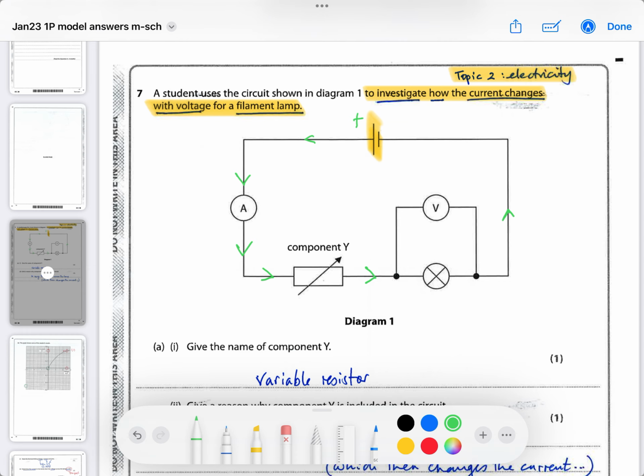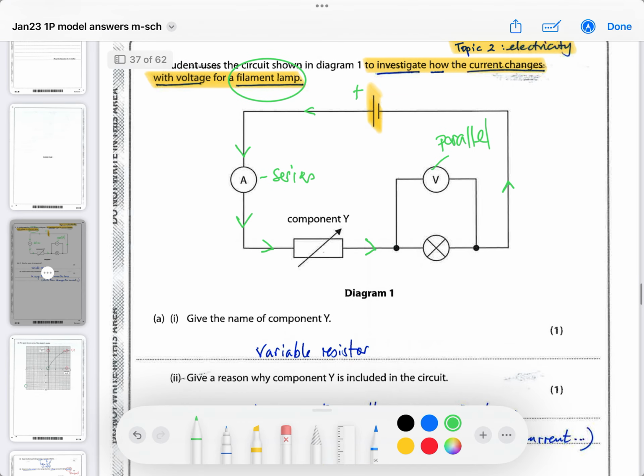Okay, so this is the filament lamp, and you'll notice that the voltmeter is in parallel with the filament lamp. So ammeters always go in series with the component, and voltmeters are always in parallel. If you put the voltmeter where the ammeter was, it has such a high resistance that it would block the current and you wouldn't be able to do the investigation. So basically do everything in series first, and then because you're interested in the filament lamp, that's your investigation, you put the voltmeter in parallel across, which means in parallel with the component that you're investigating.